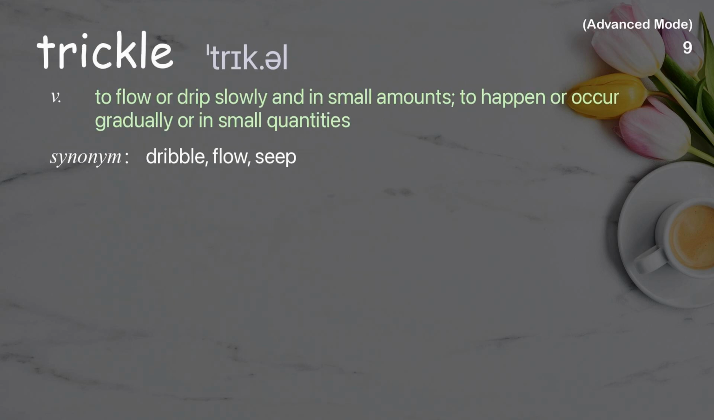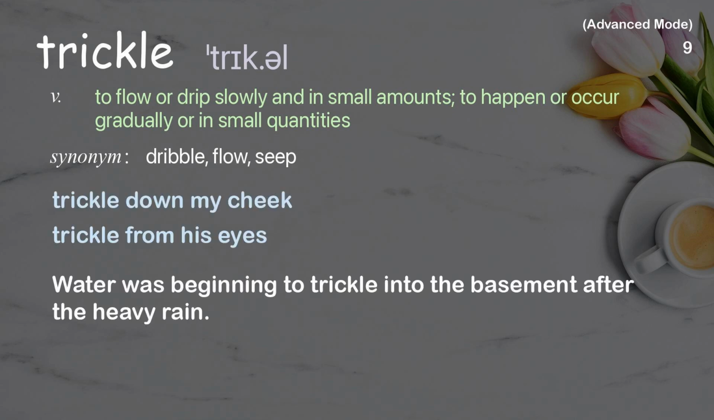Trickle. To flow or drip slowly and in small amounts, to happen or occur gradually or in small quantities. Examples. Trickle down my cheek. Trickle from his eyes. Water was beginning to trickle into the basement after the heavy rain.